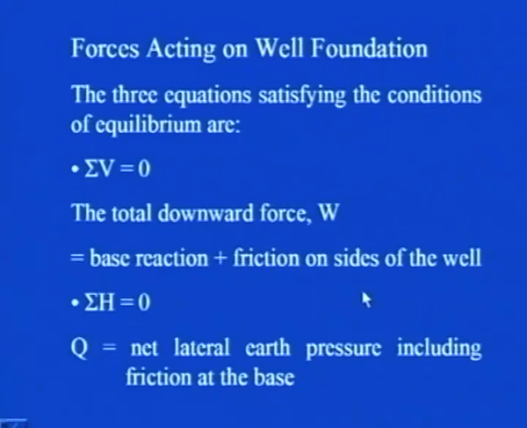Then, for the stability analysis, you know from the mechanics point of view that we usually require to satisfy equations of equilibrium. Exactly the same thing we are going to do here in the case of well foundation also. The first of the three equations of equilibrium is that the summation of all the forces in vertical direction is equal to 0. So, here I am representing it as summation of V, that is all vertical forces, is equal to 0, which will result into this expression: the total downward force W will be equal to base reaction plus friction on sides of the well.